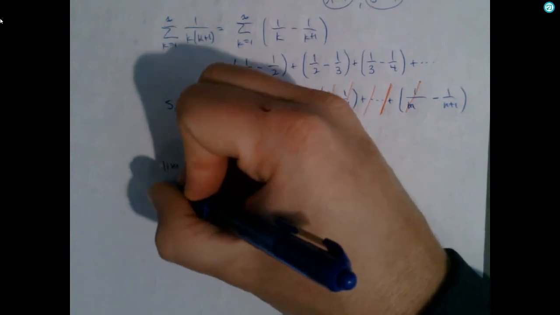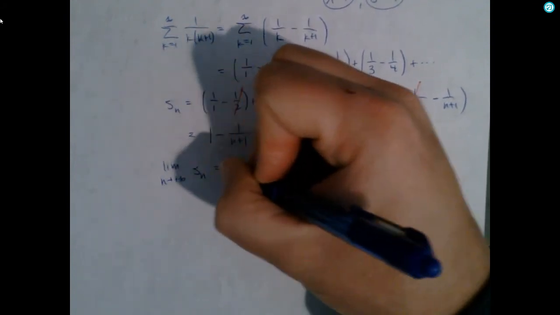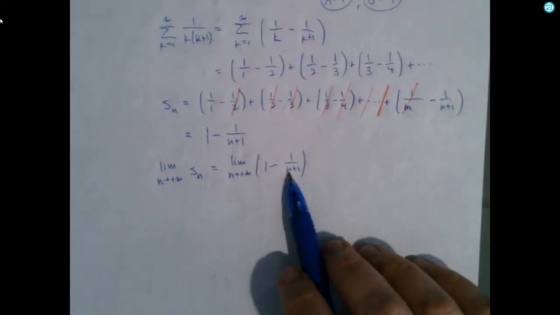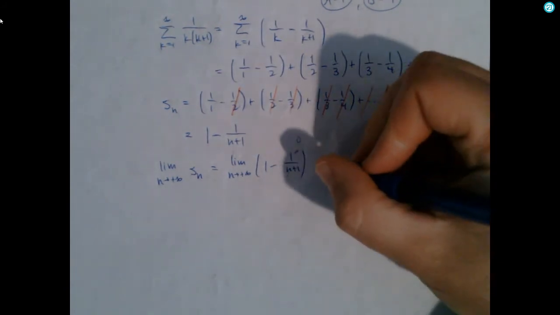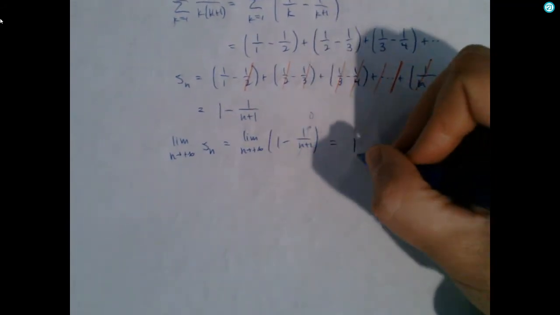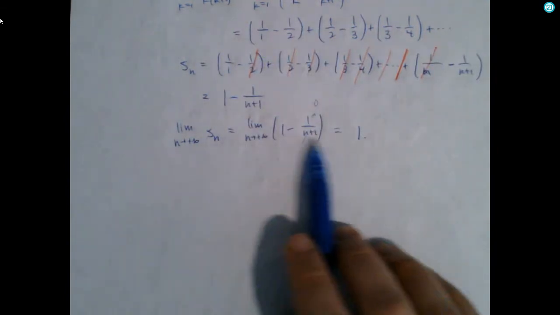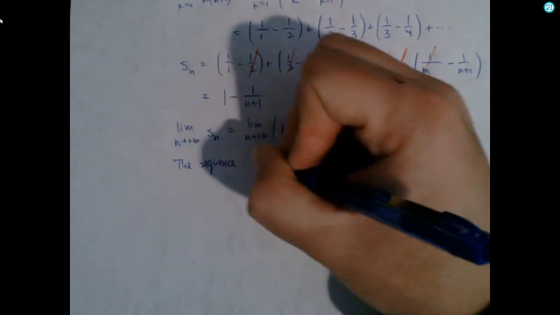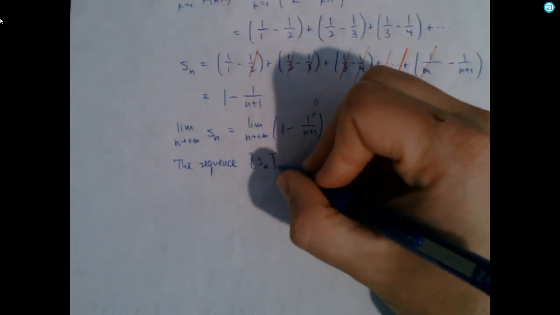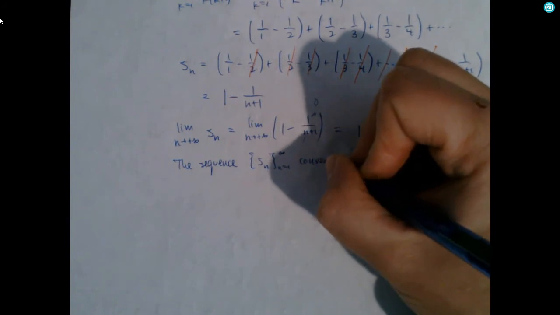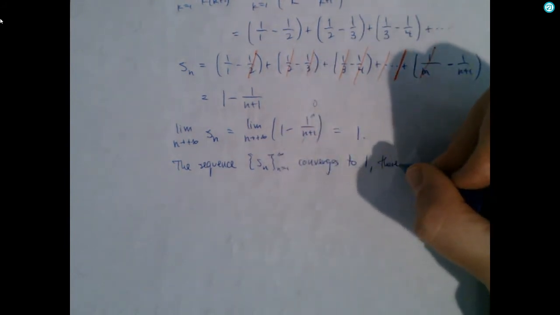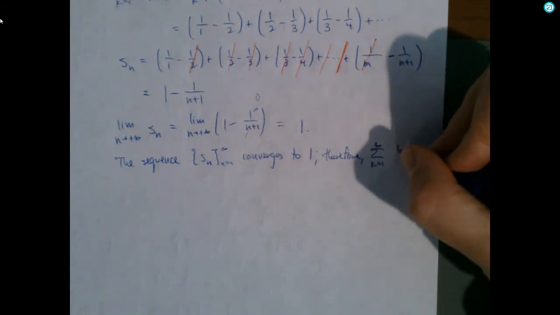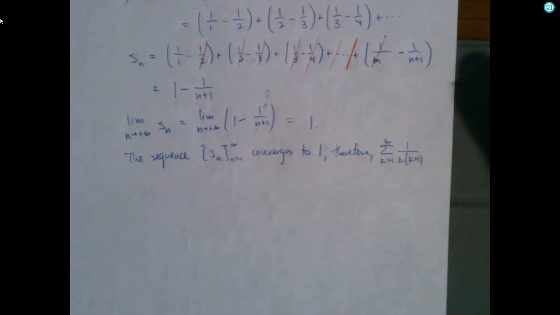So now if you look at the limit as n goes to positive infinity of the nth partial sum, as n goes to infinity, this thing goes to 0, and so you just get 1. Okay, so you can say the sequence of partial sums converges to 1, therefore the series converges to 1.